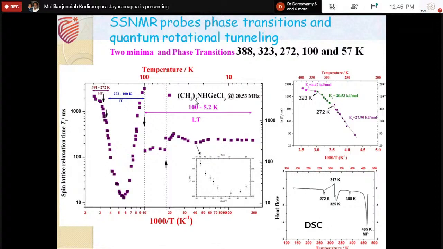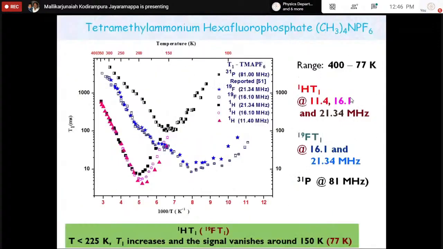Okay, therefore two minima we could measure, and by measuring these minima and fitting to the Arrhenius relation, I can calculate the activation energy corresponding to the motion occurring within that CH3 group. Again, this activation energy is the energy required for that methylene group to reorient from one equivalent configuration to the other equivalent configuration.